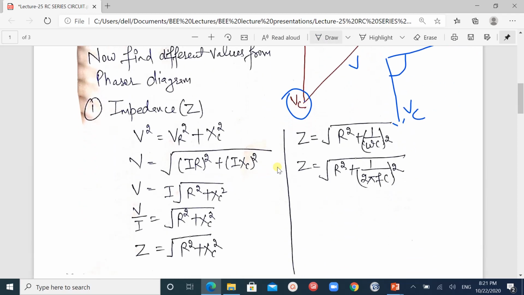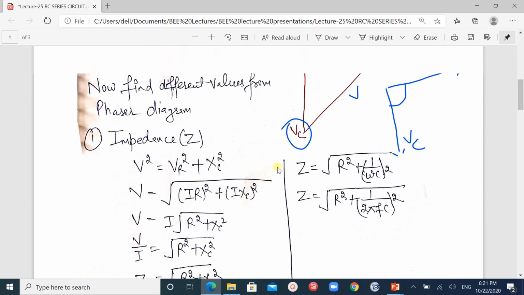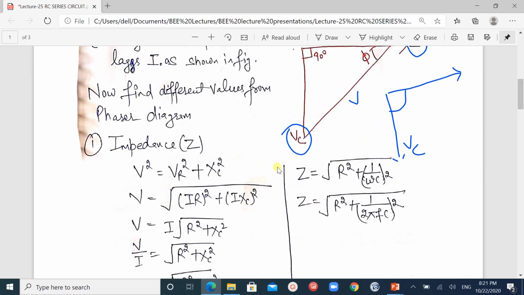Now we are finding the impedance using the phasor diagram. V square is equal to VR square plus VC square. Fine. Then V is equal to, we put the value of VR, that is, IR square plus IXC square. I is common, we take it out. V is equal to I times the square root of R square plus XC square, as shown in this figure.